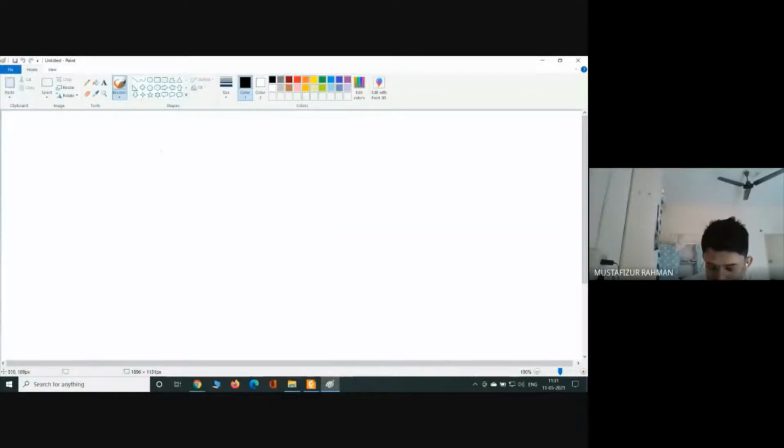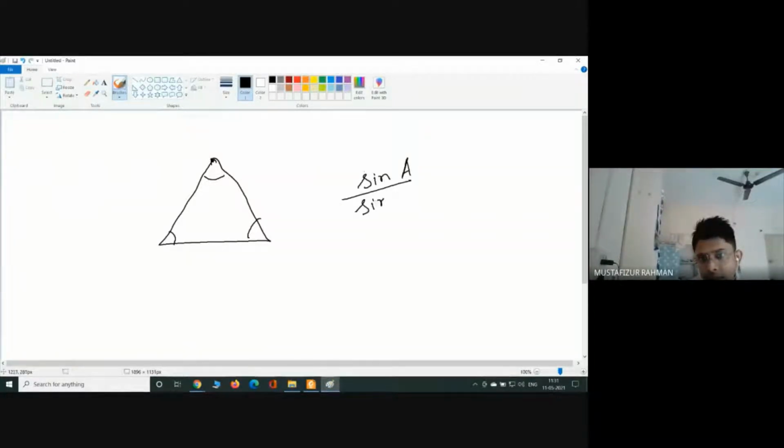Now, what should be the general shape and size of the triangles? Now we saw that we are depending upon sine A and we are depending upon sine B. Like this, we are depending upon the sine of the angles. So it is like that.